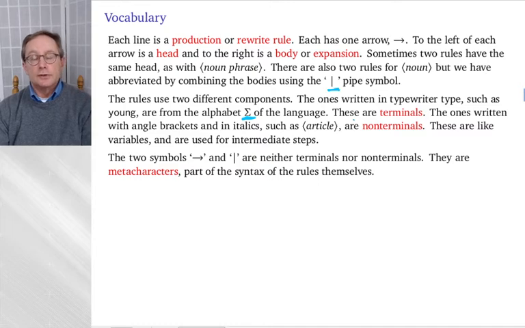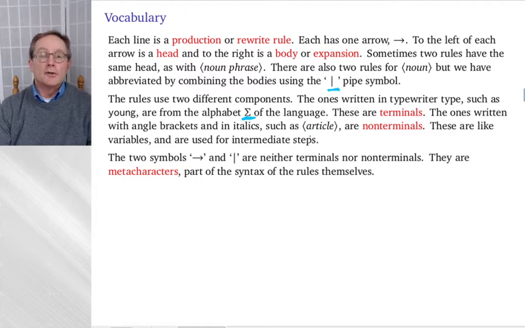With sentence, you do something: you go on and turn it into a noun phrase followed by a verb phrase, but the word young, you don't do anything with it. That's it. Young is going to appear in what you have at the end. So those are called terminals. The ones written in angle brackets and in italics, such as article or sentence, those are called non-terminals. Took us all day to think of that one.